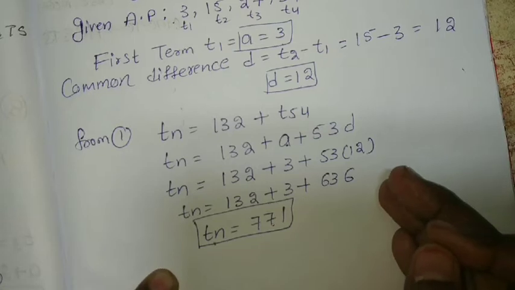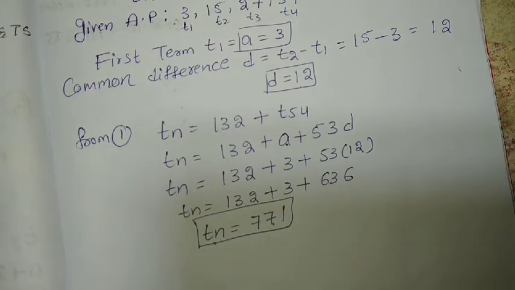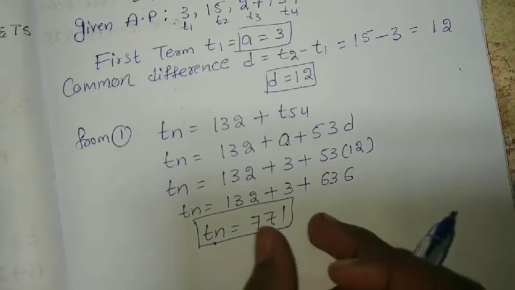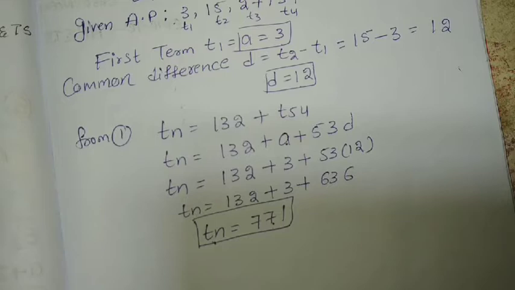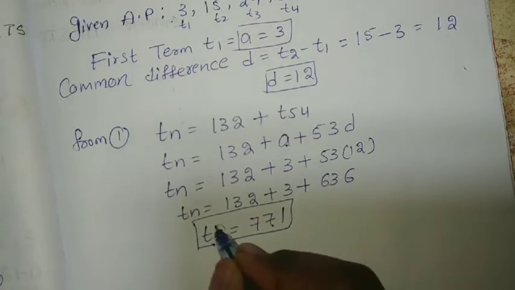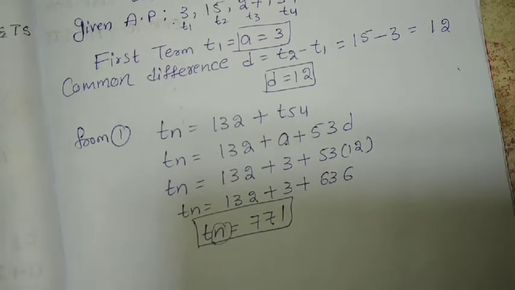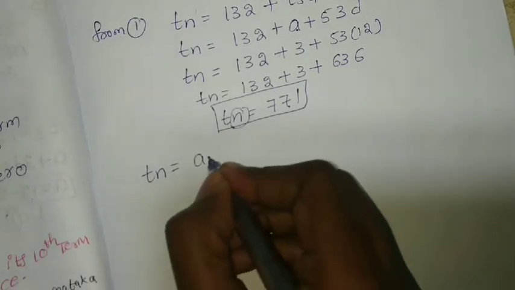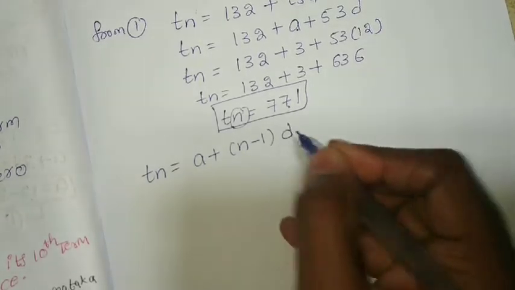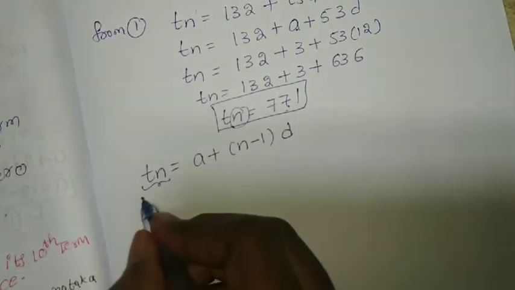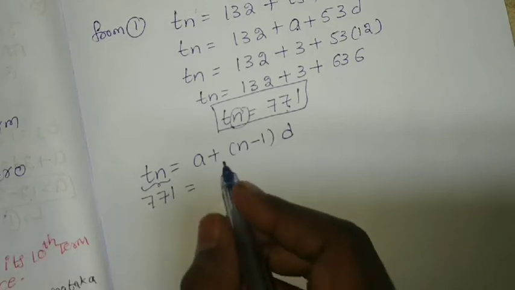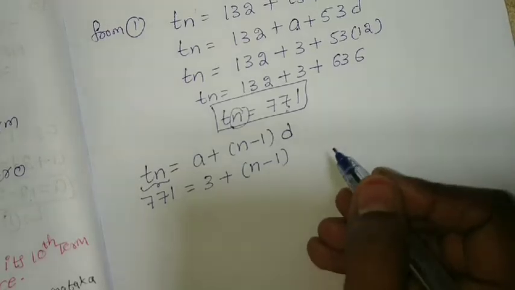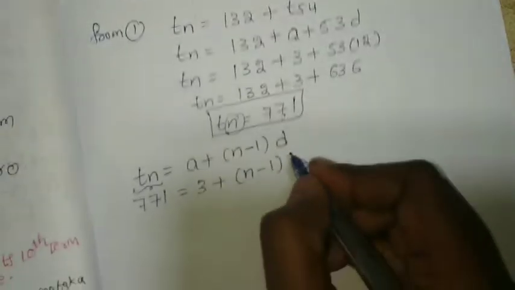Now, we need to find how many terms we have. Already we found that the nth term is 771. This 771, which term is it? So we need to find what n is here. How can you find this? What is the formula of Tn? Tn is equal to a plus n minus 1 into d. Tn is 771, equal to, what is a? 3 plus, need to find n, so write n itself, minus 1 into d, which is 12. So put it here.